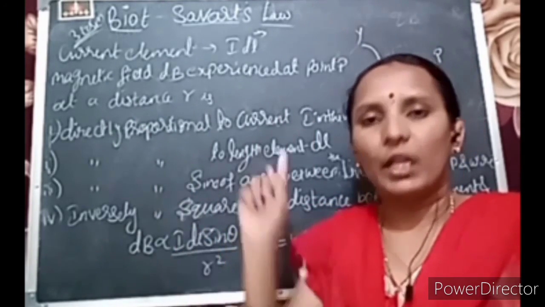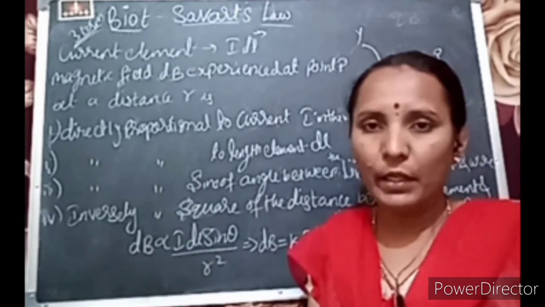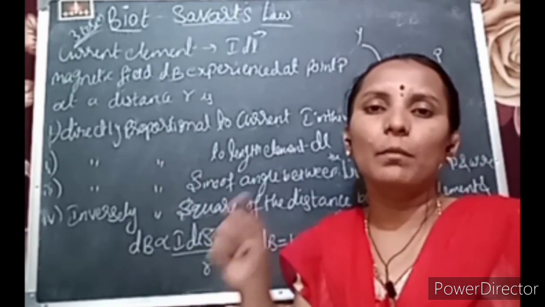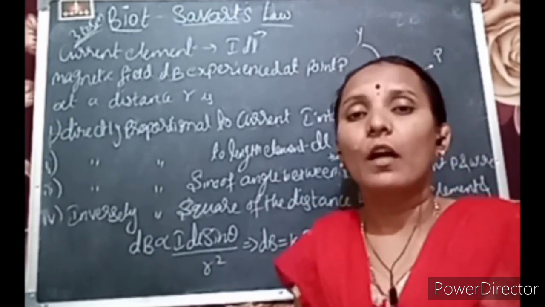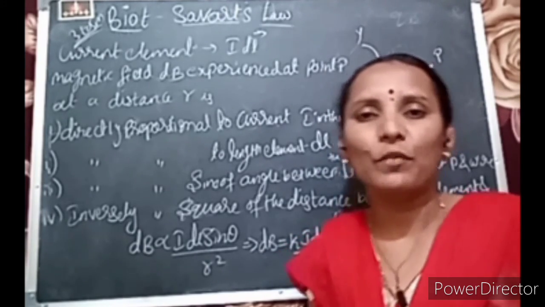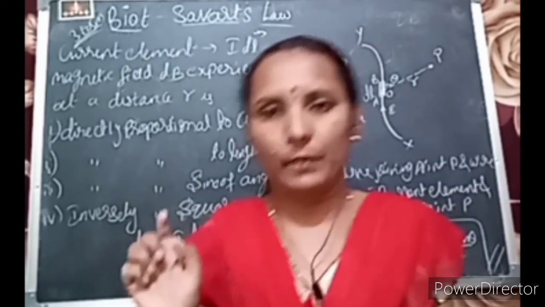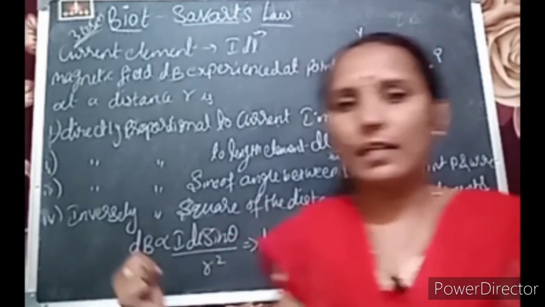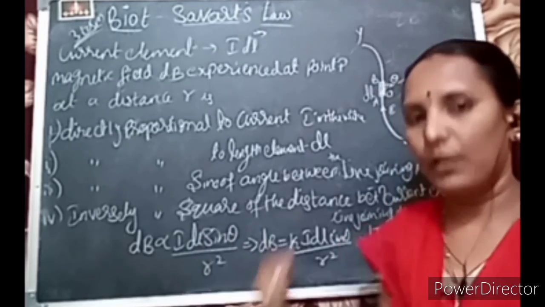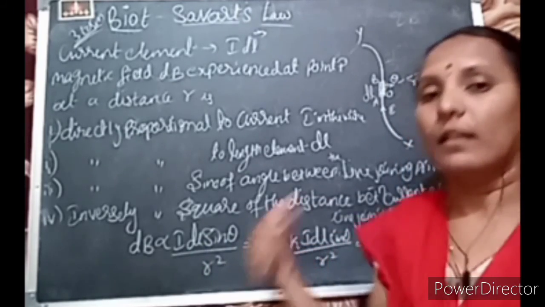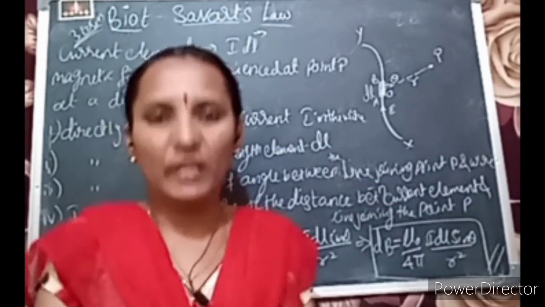Here the magnetic field dB, a small portion, experienced by the point P at a distance r from the center of this current element is directly proportional to the current flowing in the conductor, directly proportional to the length of the segment dl, directly proportional to the angle made between the conductor and the line joining the center to point P, and inversely proportional to the square of the distance between the point P and the center of the current element. After writing these sentences, write it as a mathematical formula. Remove the proportionality sign and introduce k. Then k comes to be mu naught by 4 pi, where mu naught is called the magnetic permeability of free space.